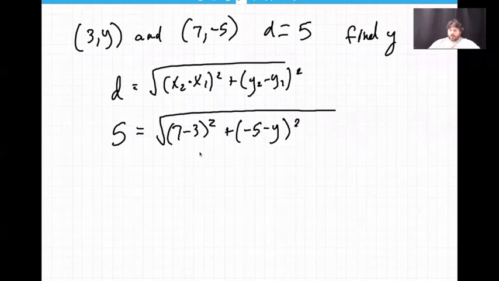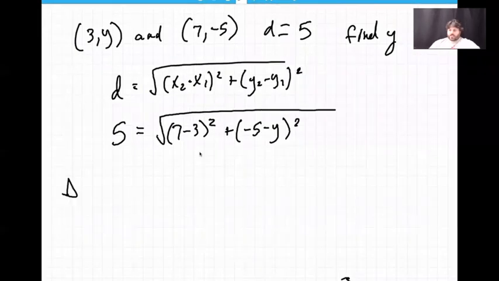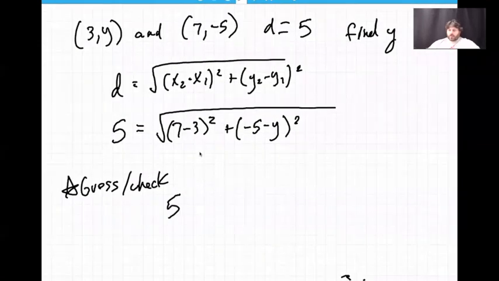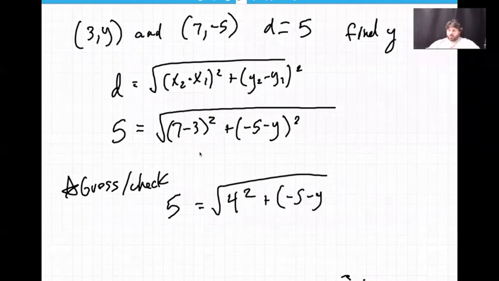Now look, first of all, guess and check is a great option here. You could plug in a number for x or for y and see if it works or not. It's pretty quick and easy to do. But I'll go ahead and show you how to do this. 5 is equal to the root of 4 squared plus negative 5 minus y squared.